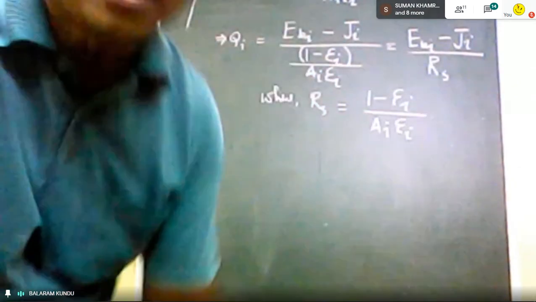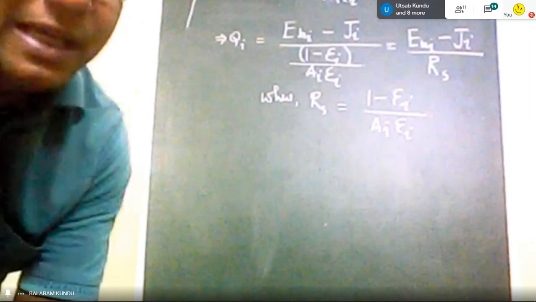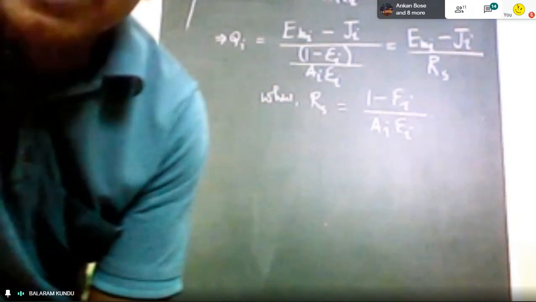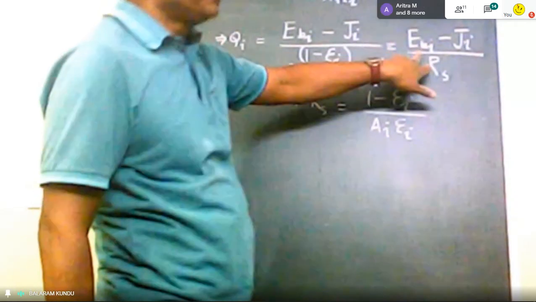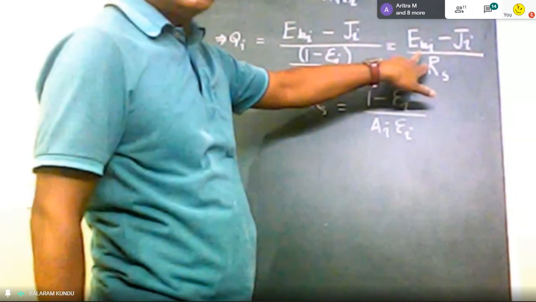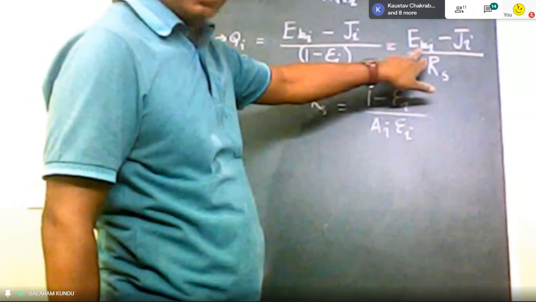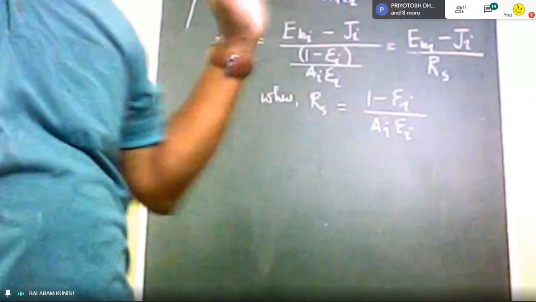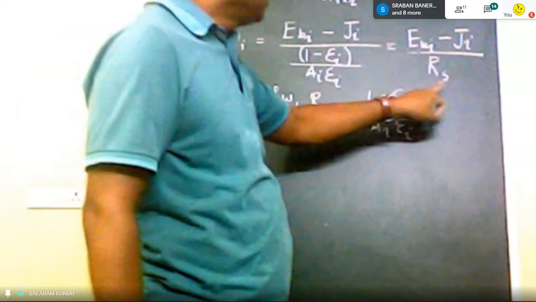In the previous class I derived that the emissive power of a black body equals sigma T to the power 4. If temperature is known, then we can easily determine the emissive power of a black body, sigma T to the power 4. So EB is known. But the only unknown thing is radiosity. So JI is unknown, divided by RS.